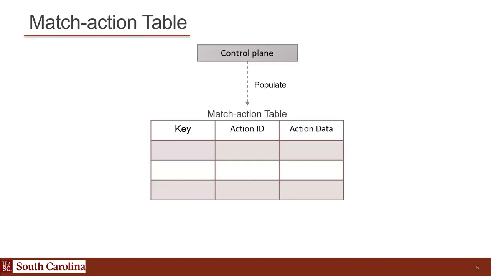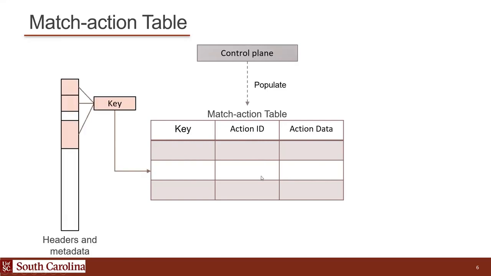So how does a match action table operate? We can see here that in the match action table, we have a key, an action ID, and action data. And basically, by default, those tables are empty, and we need to populate them with some entries, right? And usually, this is the job of the control plane to populate them. Okay, and then what we need to do is get some fields from the headers and the metadata to construct a key. And this key will be used for lookup in our table.